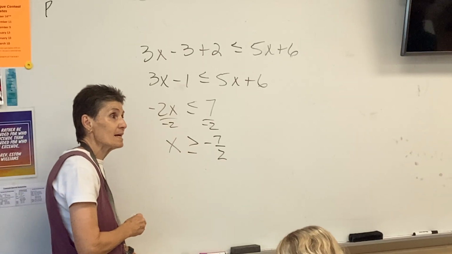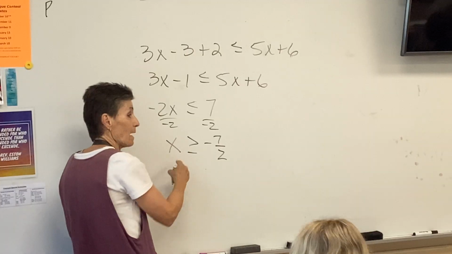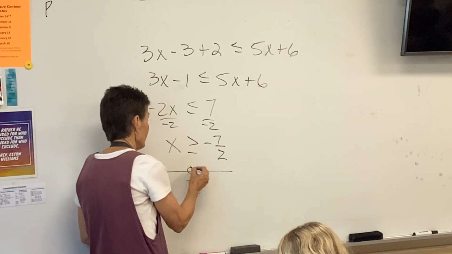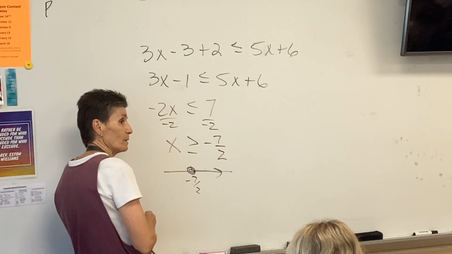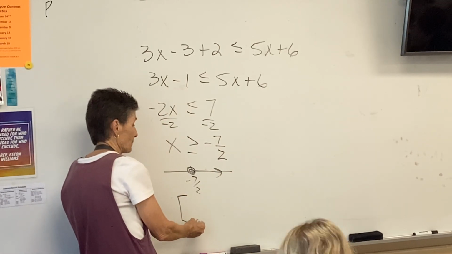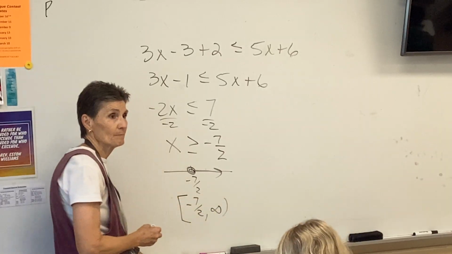So what's my answer? Let's write it as an interval. What interval would that be? Think about what it looks like on the number line. So what interval would that be? Bracket, -7/2, comma infinity.